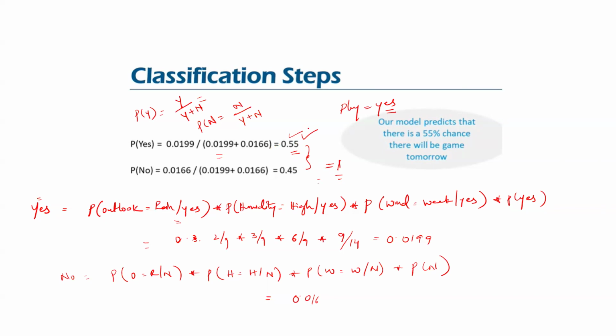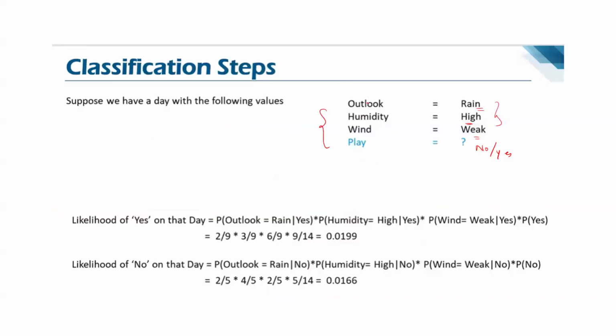So if yes has the highest probability, then as per the given condition, when outlook equal to rain, humidity equal to high, and wind equal to weak, play equal to yes. In this way, we construct a Naive Bayes algorithm for a given data set.